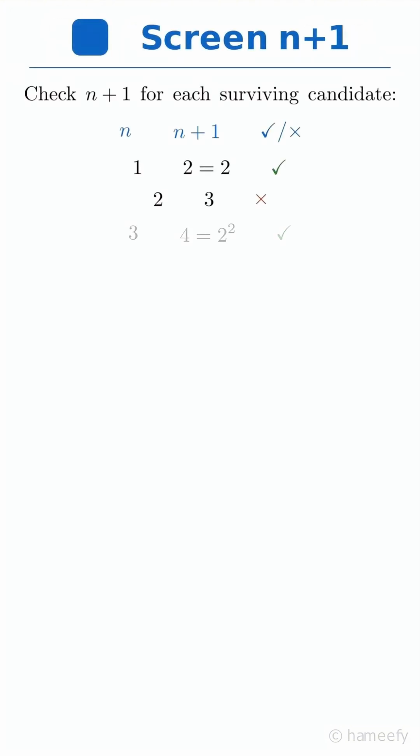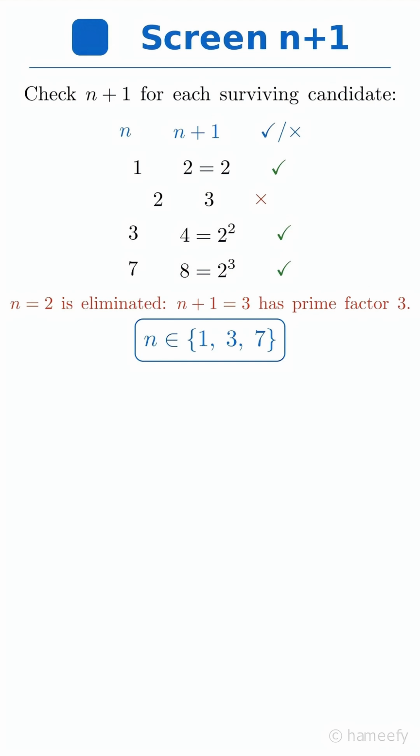From the 4 survivors, we now check n plus 1. For n equals 1, n plus 1 is 2. Fine. For n equals 2, n plus 1 is 3, which contains the prime 3. This eliminates n equals 2. For n equals 3, n plus 1 is 4, which is 2 squared. Fine. For n equals 7, n plus 1 is 8, which is 2 cubed. Fine. The remaining candidates are n equals 1, 3, and 7.